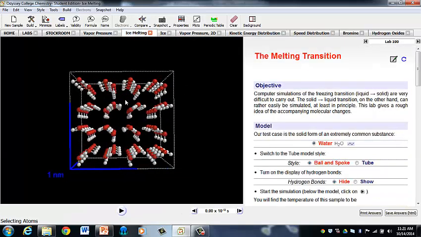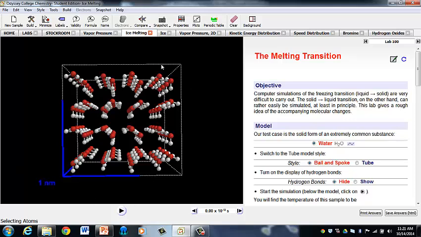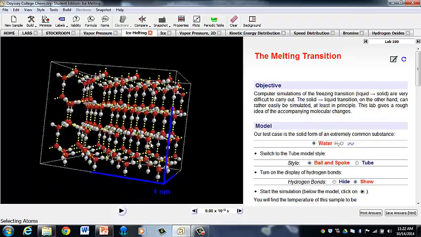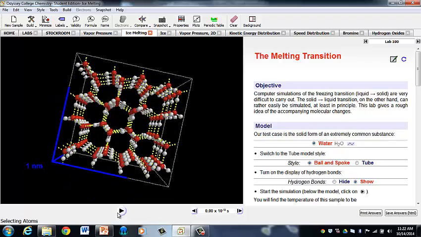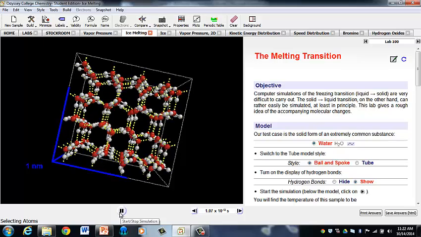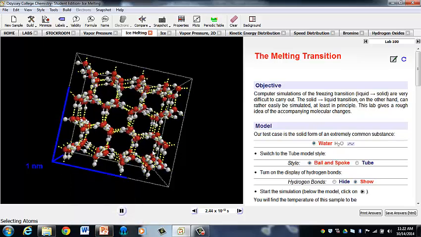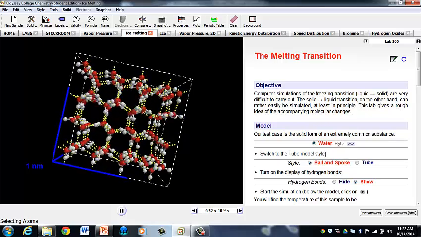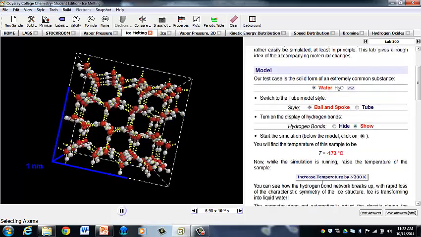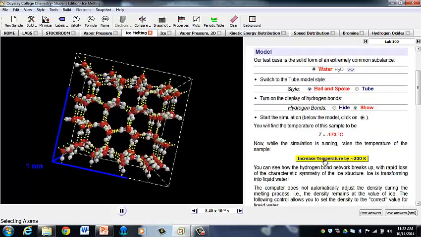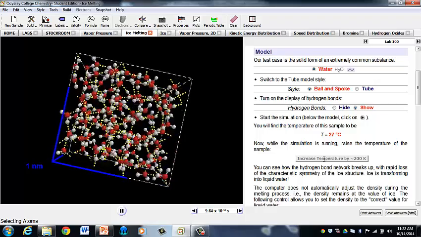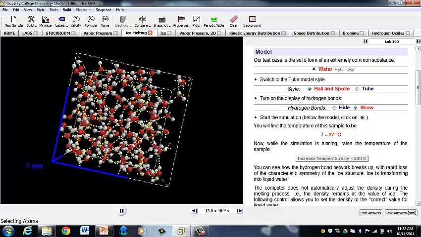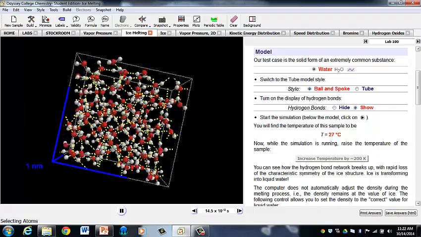Here's my ice again. Remember, ice has these hydrogen bonds. It's in this very regular pattern. And if I turn on the simulation, molecules are stuck in place. They don't break the pattern. They just don't have enough kinetic energy because they're cold. But if I increase the temperature, what happens is now the majority of them have enough energy to break those intermolecular attractions. And so we go from a solid to a liquid.